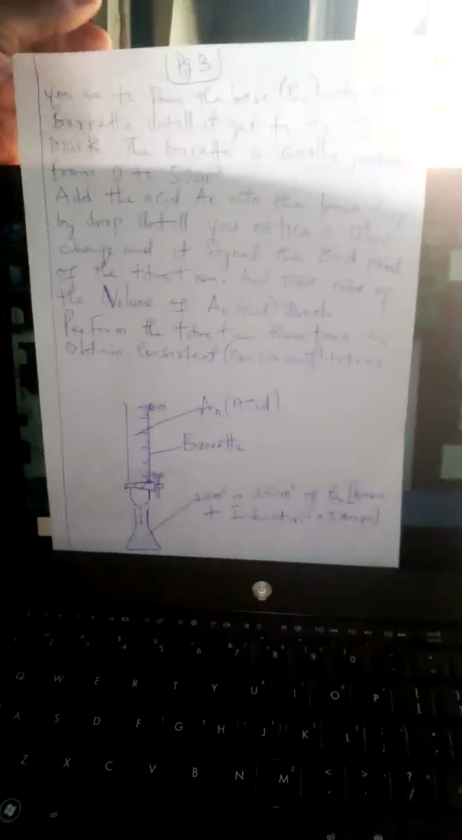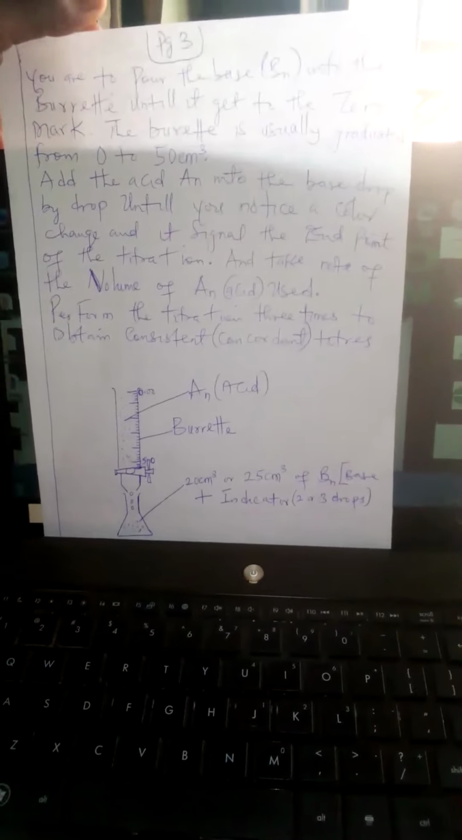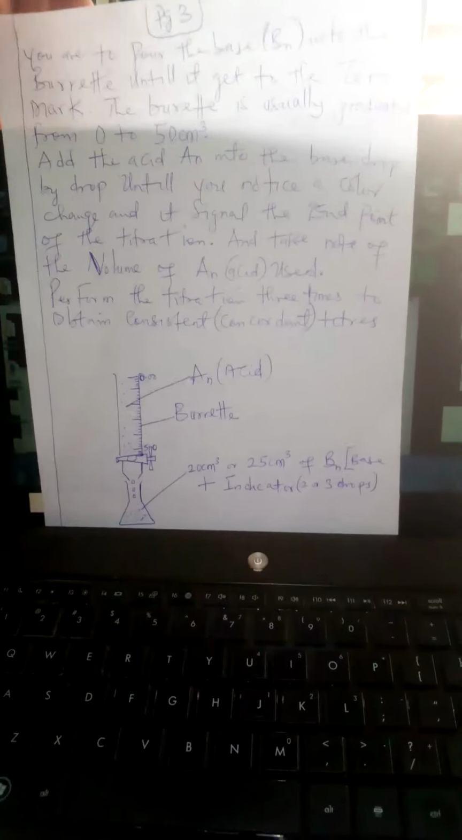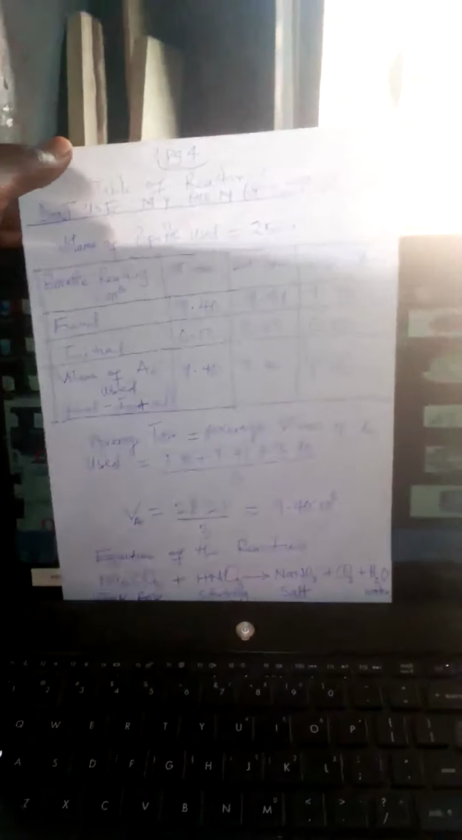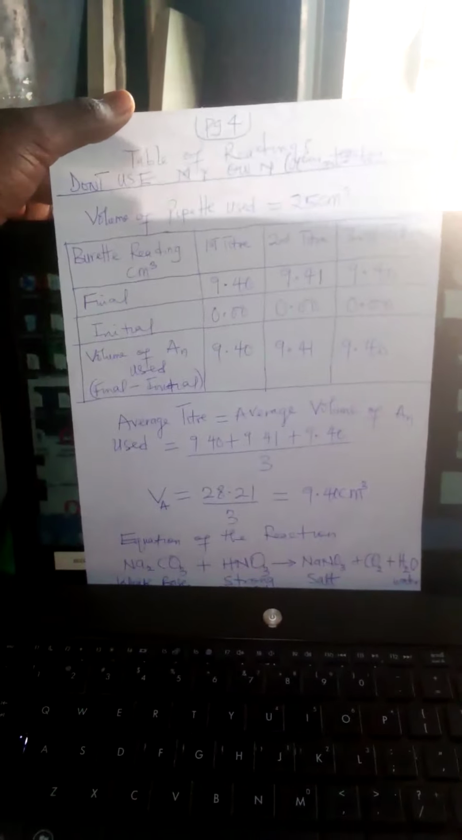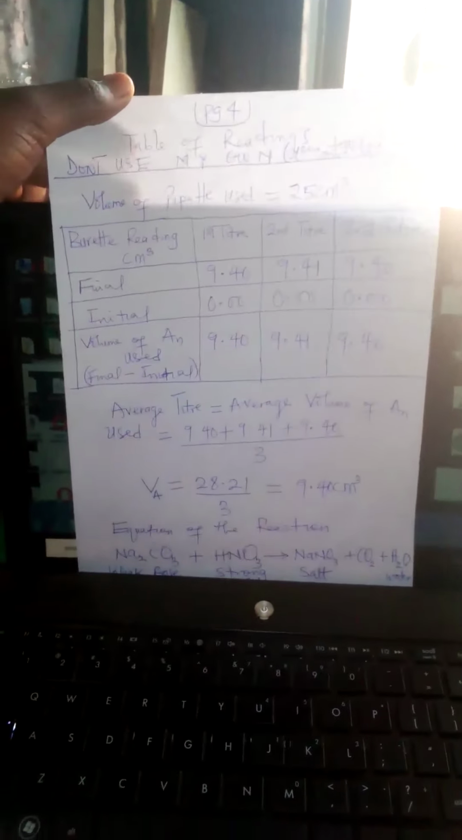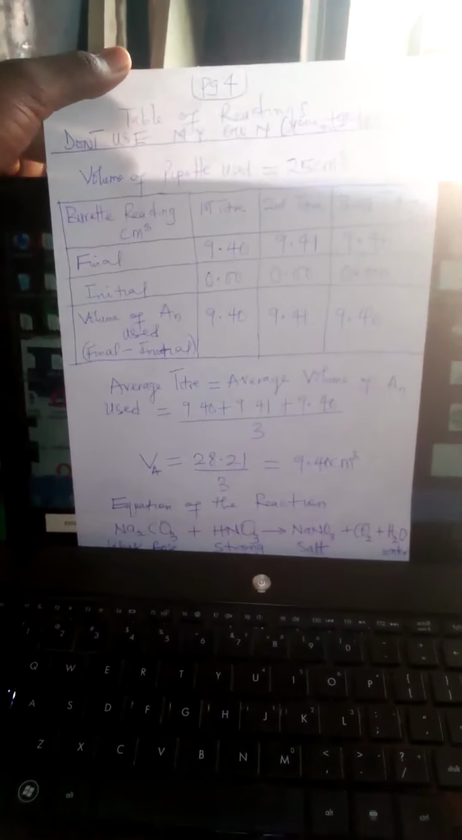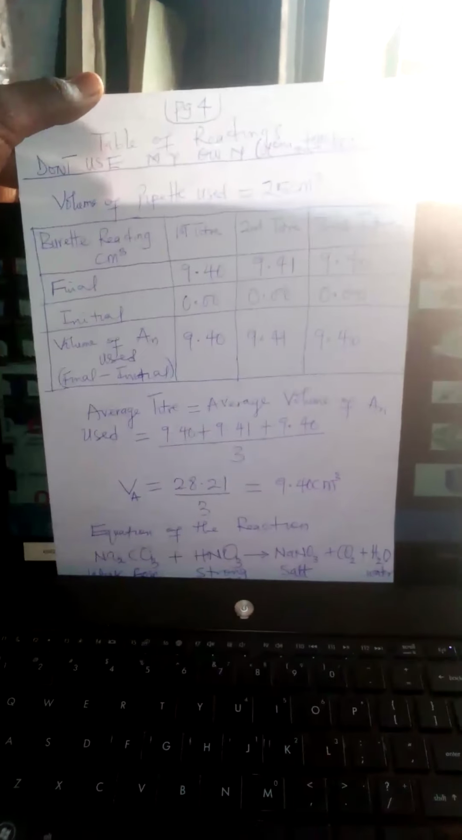So that is that. You are going to do it 3 times before you end the titration. So going to page 4 will be your final reading. You can see the table of readings. Don't use my own. After you perform your own experiment, you are going to have this. Volume of pipette that I used is 25 centimeter cube. Your own, maybe the one your teacher will provide for you, is 20. So make sure you write it there, the volume of the pipette that was used.